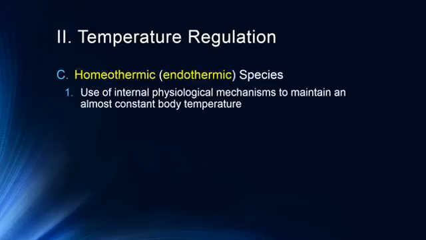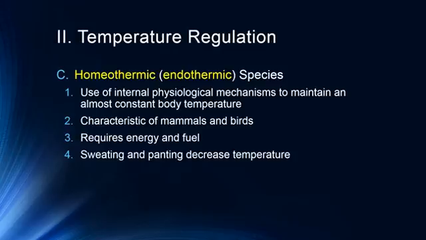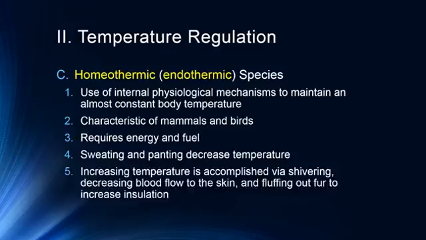Homeothermic, or what we call endothermic species, use internal physiological mechanisms to maintain an almost constant body temperature. This is characteristic of mammals and birds. It certainly requires energy and fuel. So sweating and panting are ways in which we can decrease our temperature. We can increase our temperature by shivering, decreasing blood flow to the skin, and fluffing out fur to increase insulation. This is what gives us those goosebumps, when you get raised bumps on your flesh. That is your body trying to fluff out your fur that you no longer have.